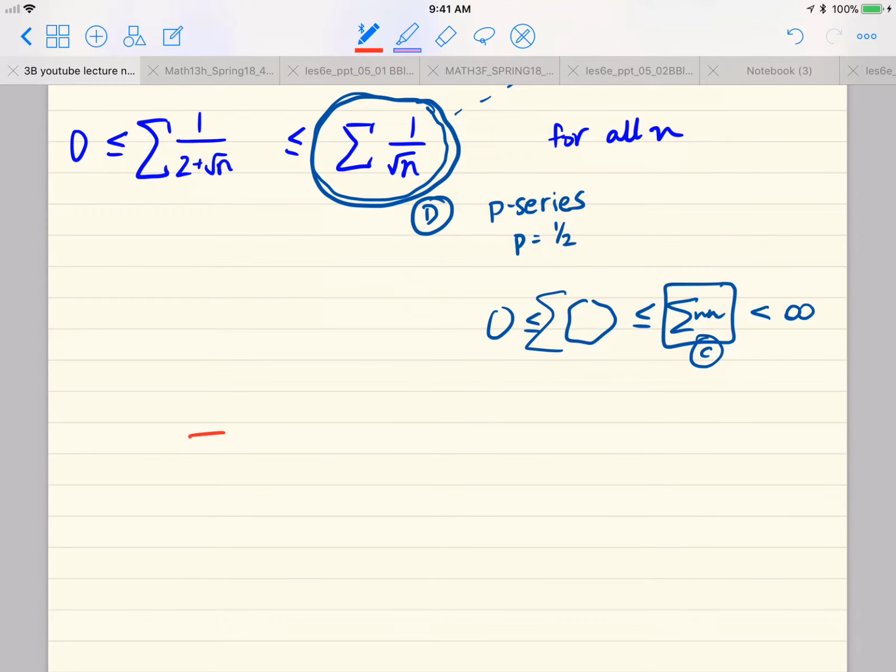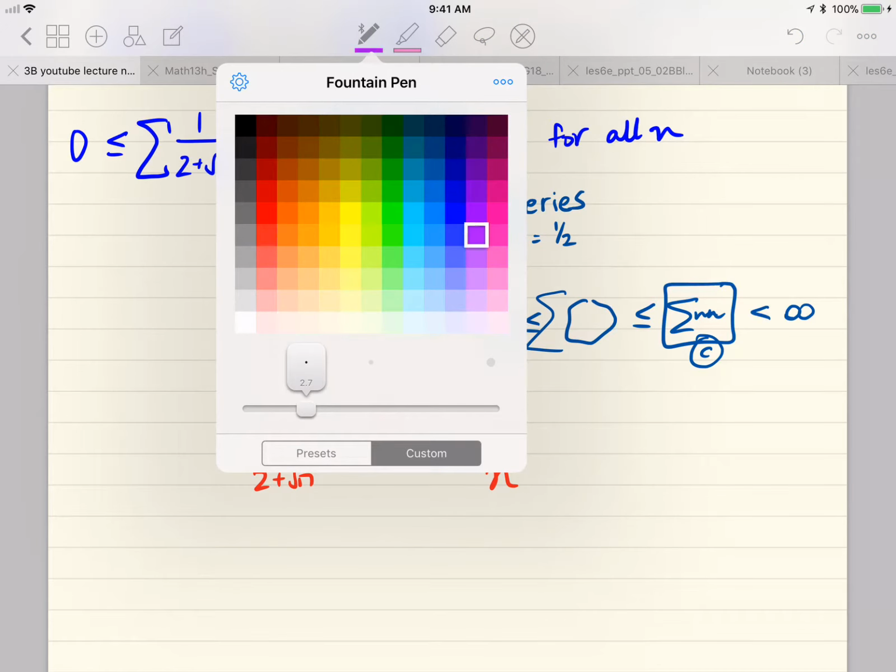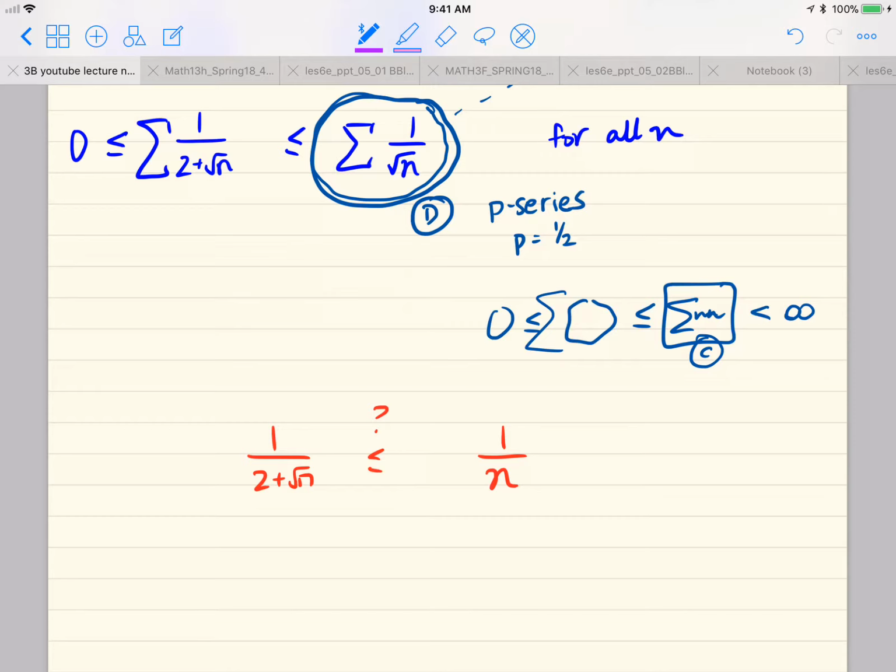Okay, so the next choice might be to say, well, what about the sum of 1 over n? Right, let's look at that. This isn't going to be true, because if we look at our terms, is 1 over 2 plus the square root of n less than or equal to 1 over n? Well, let's cross multiply. We'll get, is n less than or equal to 2 plus square root of n? No, because n is going to grow way faster. n grows faster than the square root of n.